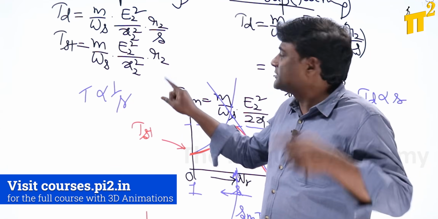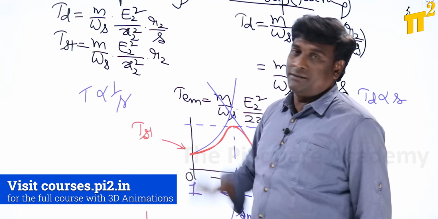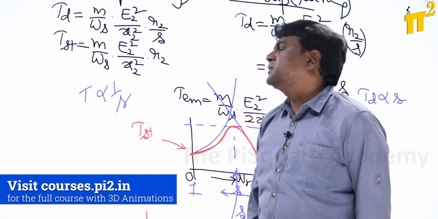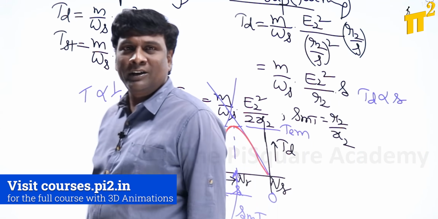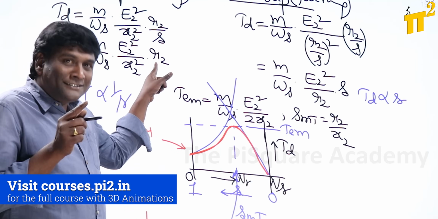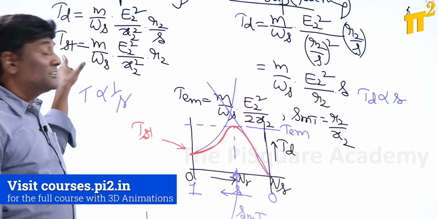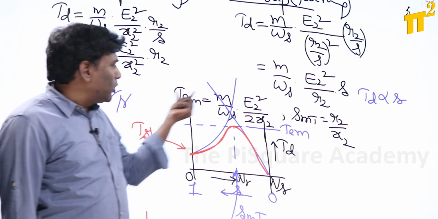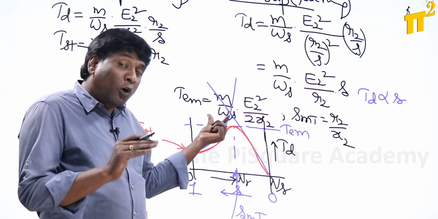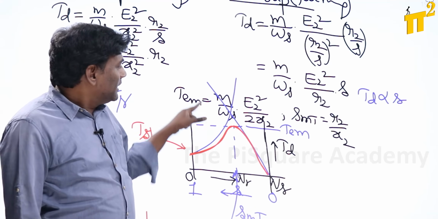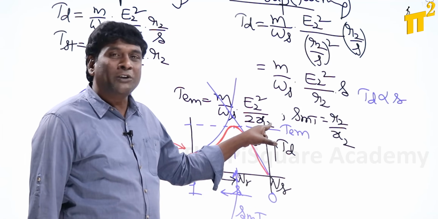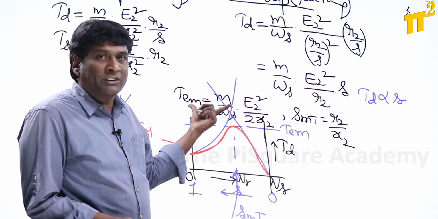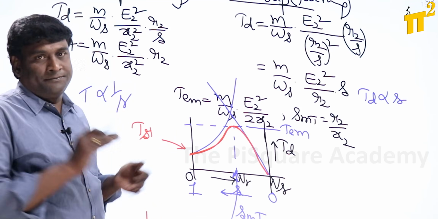Focus here, please. If rotor resistance is doubled 2 times, then how much will be the starting torque? 2 times. Okay, so when rotor resistance is doubled, under that condition starting torque will be doubled as per this equation. Now if you think of pull out torque, if rotor resistance is doubled, m by omega_s into E2 square by 2x2, so rotor resistance value is not there in this particular equation, so pull out torque will not change.